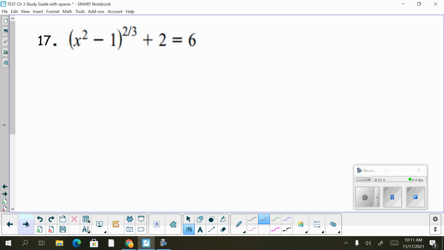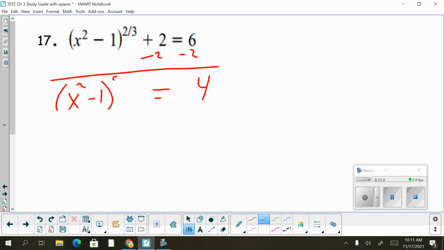Now this next one's for sure a challenge. You're going to start by subtracting your 2 to the other side, and that gives you 4. And then it's going to get weird. We have to use a reciprocal power. So I'm going to take both sides to the 3 halves power.